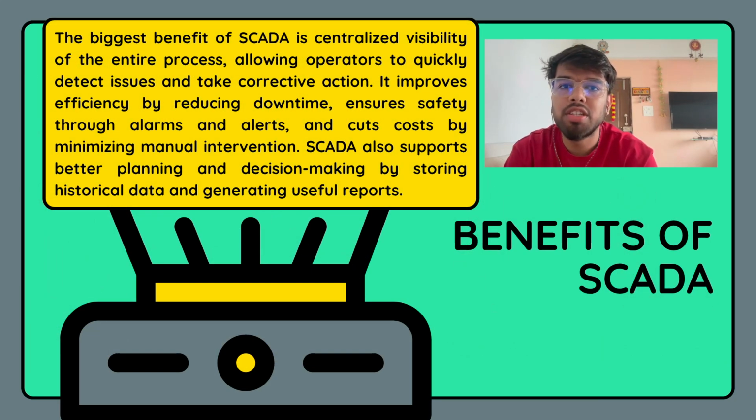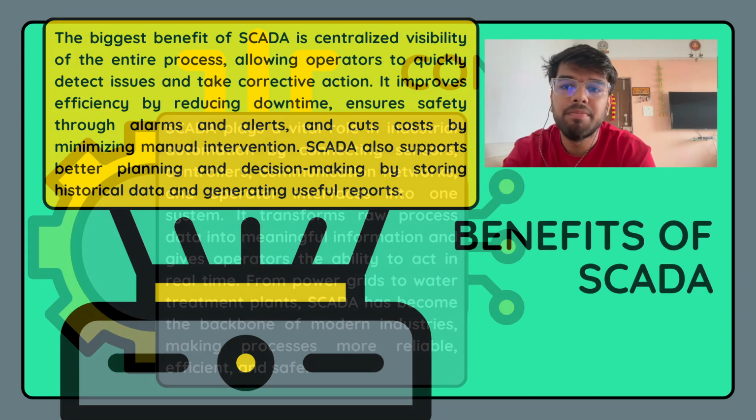So, just now we discussed the applications of SCADA. Now let's discuss the benefits of SCADA. The biggest benefit of SCADA is centralized visibility. Operators can see the whole process on one screen and quickly detect problems. It reduces downtime, ensures safety by giving alarms and alerts, and cuts cost by reducing the need for manual work. SCADA also stores historical data. This data can be used for planning and decision making in industries. Overall, SCADA improves efficiency, saves money, and increases safety.